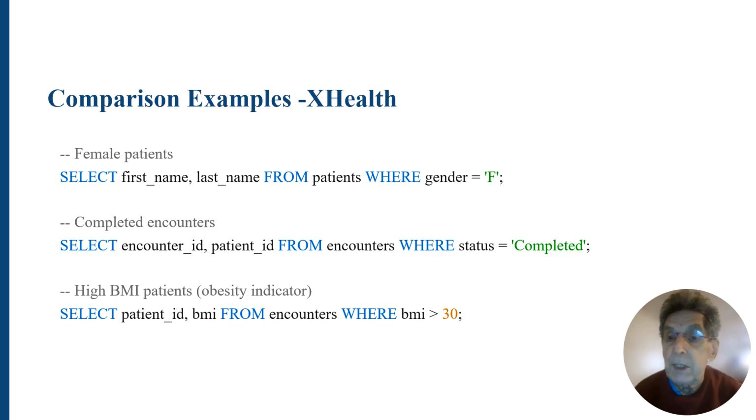Another example, third, identifying patients with high BMIs. BMI over 30 is generally considered obese, which is a significant health indicator. This third example pulls encounters where the BMI is greater than 30. Notice we're querying the encounters table, not the patient table, because vitals, like the BMI, are recorded in the encounter table.